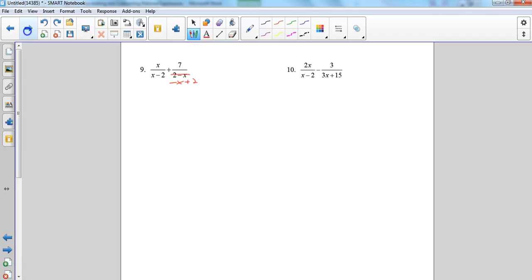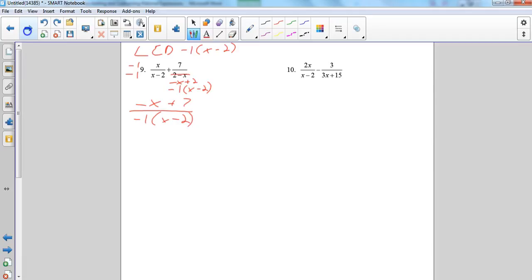So this is one way to go about this: I could pull out a negative 1 and make this x minus 2. Which means all I need to say is my LCD is negative 1 times x minus 2. And now I just need to multiply this one by negative 1 over negative 1. And what that gives me is negative 1x plus 7 over negative 1 times x minus 2. And I could leave it like that.